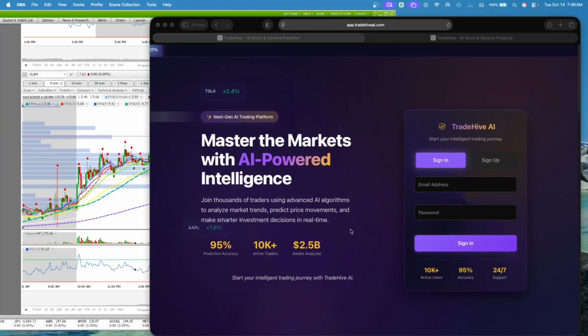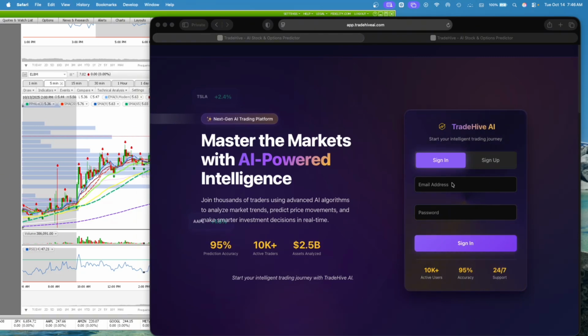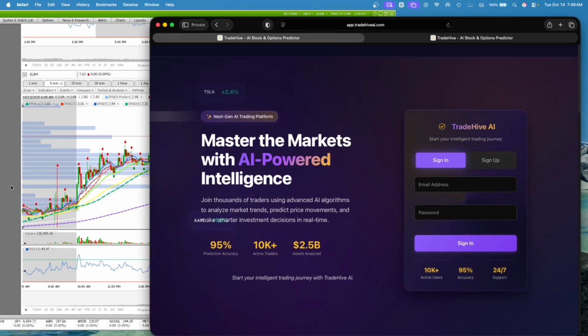I'm not sharing my camera today, I have my camera on. It's Tuesday, October 14, 7:46. I just want to quickly show you how I use TradeHive to trade, to make informed decisions and trade, and looking at some of the AI that TradeHive has, and using it, right? So let me just walk you through.